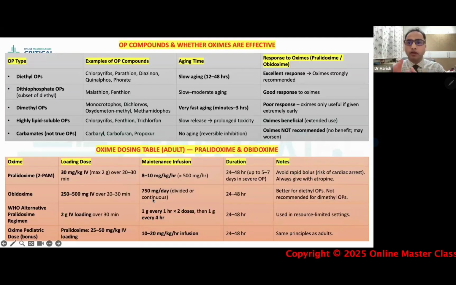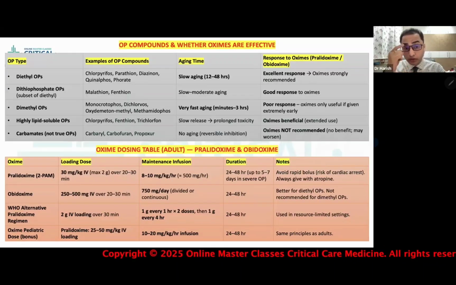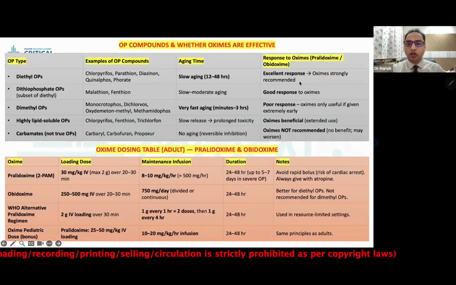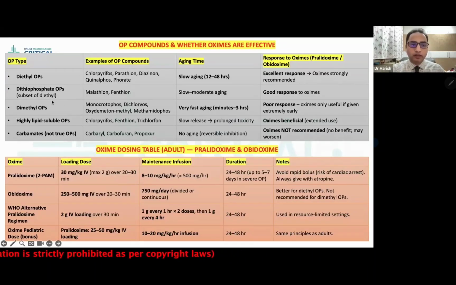So remember, some of the questions may revolve around the OP compounds, to check your knowledge of different OP compounds and their aging times. Diethyl OPs: we have chlorpyrifos, parathion, diazinon, quinalphos, with slow aging, that is around 12 to 48 hours aging time. So excellent response to oxime therapy. Oximes are strongly recommended. Dithiophosphate OPs are a subset of diethyl: that is malathion, phenthoate, with slow to moderate aging, and good response to oximes.